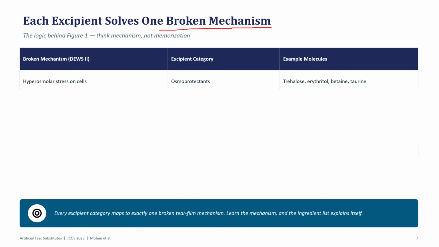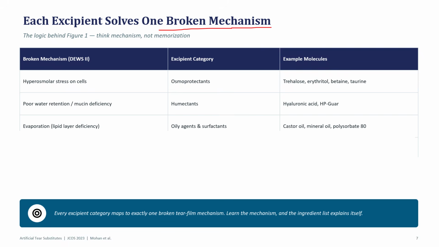The hyperosmolar stress on the cells is taken by the osmoprotectants, which are trehalose, erythritol, betaine and taurine. The poor water retention or the mucin deficiency is taken up by the humectants, which act like a sponge and retain the moisture. Molecules like hyaluronic acid act in that way. Then you have the evaporation part of it, which is taken up by the oily agents and the surfactants like castor oil, mineral oil and polysorbate 80.